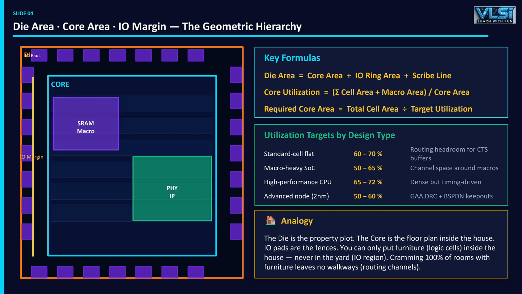So in reality, engineers keep utilization around 60-70%. Why? Because wires need space, buffers need space, fixes need space. At advanced nodes like 2 nm, utilization drops even more. Because design rules are stricter, routing is harder and margins become critical. So remember this, empty space is not wasted space. It is what allows your chip to actually work.